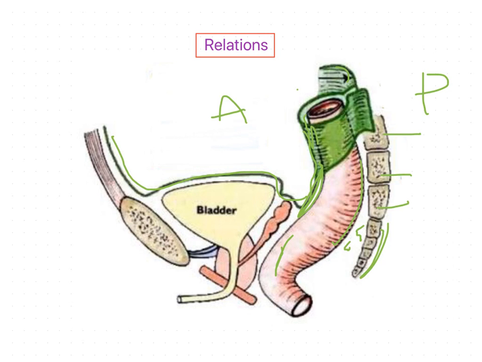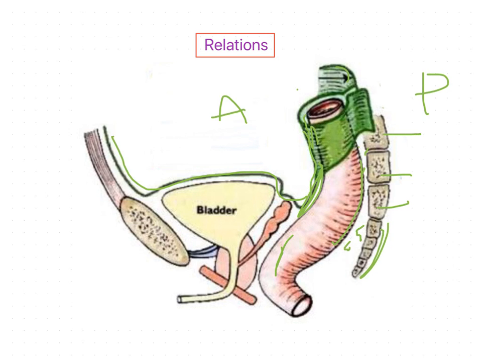If you see the posterolateral aspect, it is related to the piriformis muscle and anterior primary rami of the lower 3 sacral and coccygeal nerves, sympathetic trunks, and the lower lateral sacral vessels in the pelvic sacral foramen. So these are some of the structures related on the posterolateral aspect.